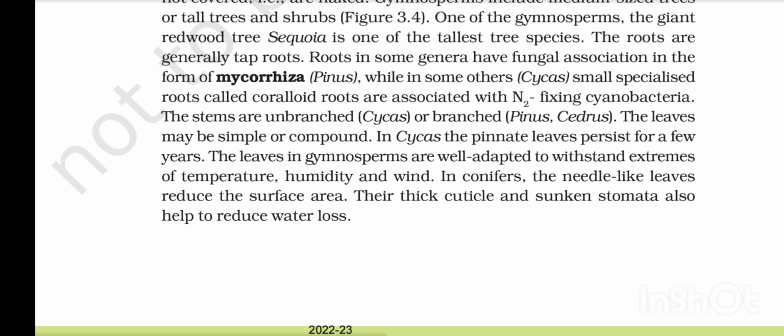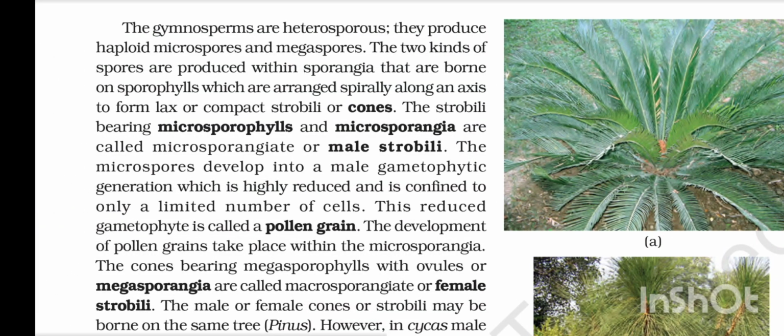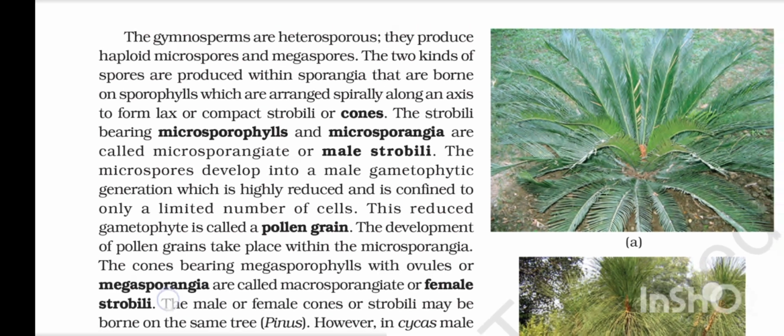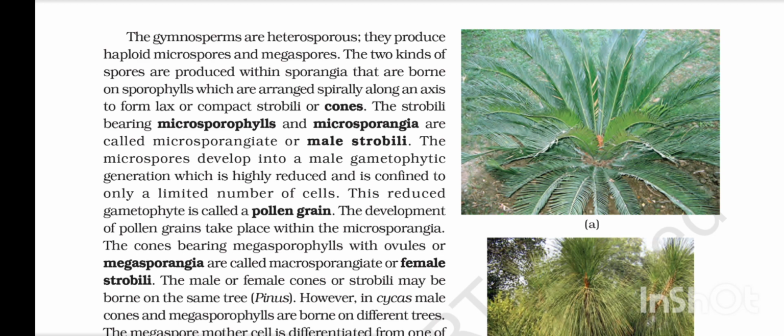Their thick cuticle and sunken stomata also help to reduce water loss. The gymnosperms are heterosporous. They produce haploid microspores and megaspores. The two kinds of spores are produced within sporangia that are borne on sporophylls, which are arranged spirally along an axis to form lax or compact strobili or cones. The strobili bearing microsporophylls and microsporangia are called microsporangiate or male strobili.